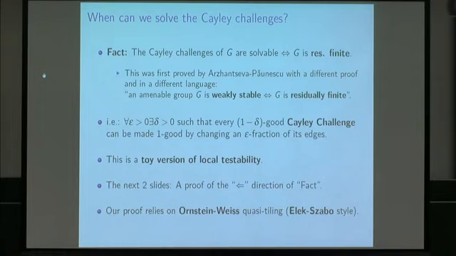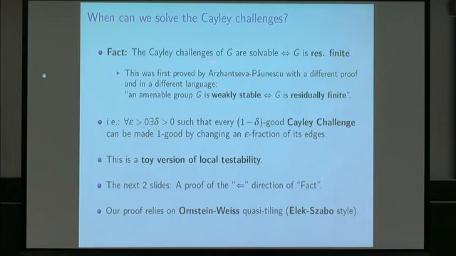So the Cayley challenges are solvable if and only if G is residually finite. Yes, so remember that local testability, even among amenable groups, is not equivalent to residual finiteness. But this is a weaker notion where I'm only required to solve the Cayley challenges, and this is equivalent to being residually finite. Remember that I'm only talking now about amenable groups. The notion of Cayley challenges was only defined for amenable groups.